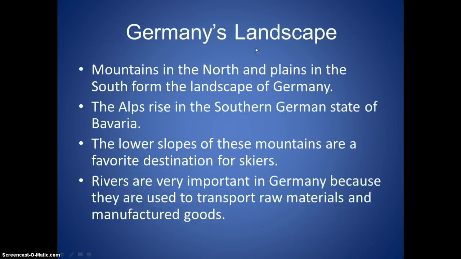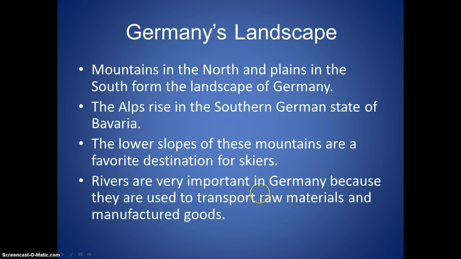The landscapes. The mountains in the north and plains in the south form the landscape of Germany. The Alps rise in the southern German state of Bavaria, and the lower slopes of these mountains are a favorite destination for skiers. In fact, a lot of people go there to ski, and they often have either X Games and Olympic Games and all that sort of stuff located there as well.